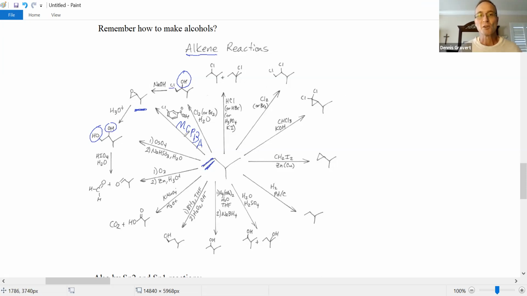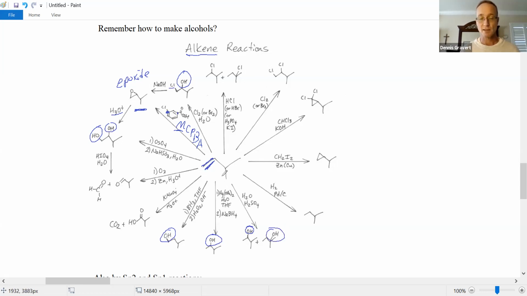MCPBA, metachloroperoxybenzoic acid. Ooh, all right. Meta, we know what that means. The chlorine and this peroxybenzoic acid group, it's meta to each other. Cool. Take an alkene, add MCPBA to make the epoxide, and then open the epoxide with acid, dilute acid, make a pair of alcohols. Let's see, go around the ring here. Ooh, here's some alcohols down here.